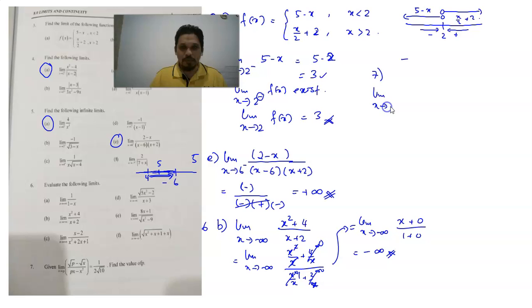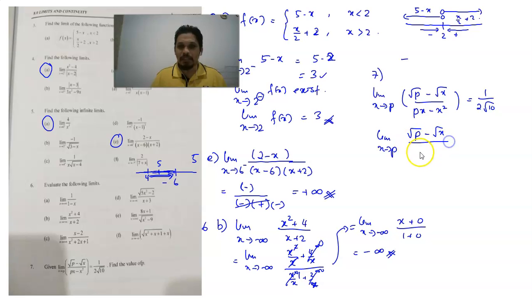Limit of x approaching P of square root of P minus square root of x divided by Px minus x squared equals 1 divided by 2 square root of 10. So find the value of P. In this case, limit of x approaching P, square root of P minus square root of x divided by Px minus x squared.